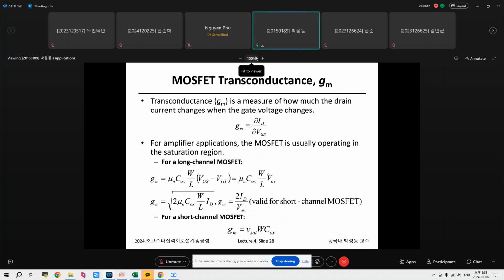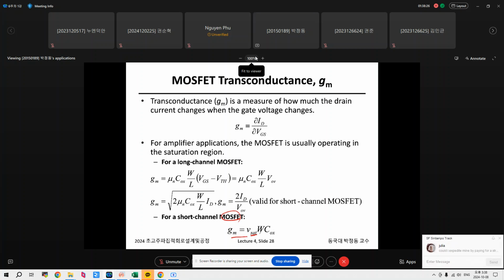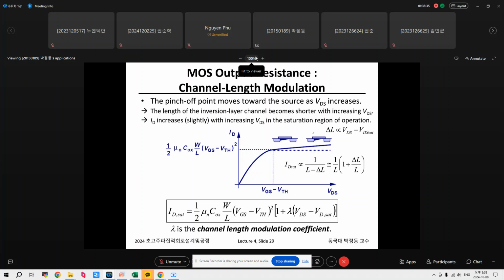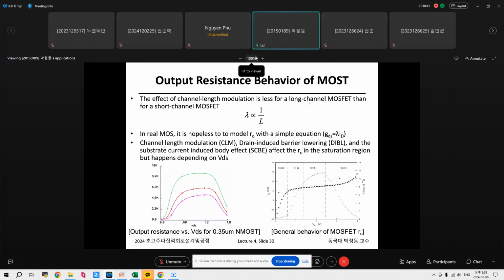MOSFET transconductance is defined this way, as we observed. For short channel MOS, GM is V saturation multiplied by W Cox. Let's skip this, we already investigated this. So for the output resistor line, actually we just modeled it. This is the slope of this line. This is a number, but in a real MOSFET, this is not that simple.